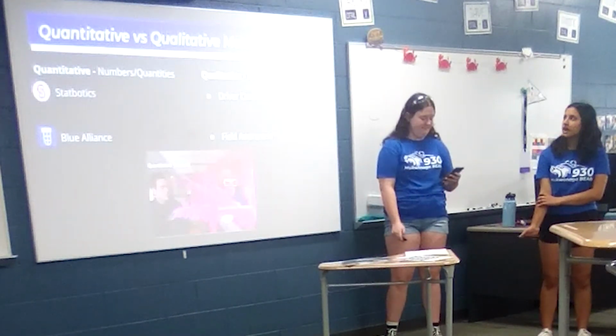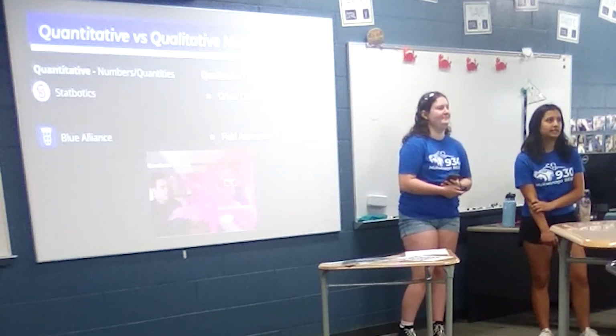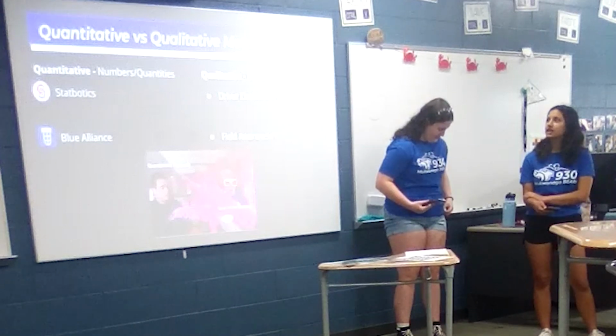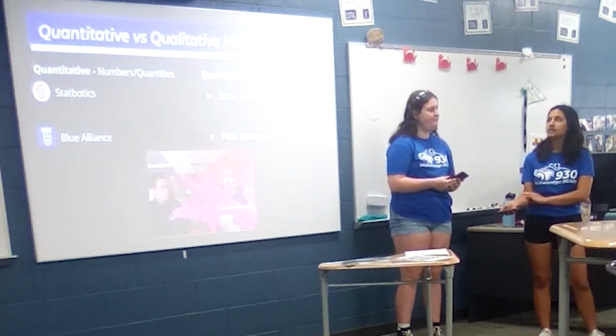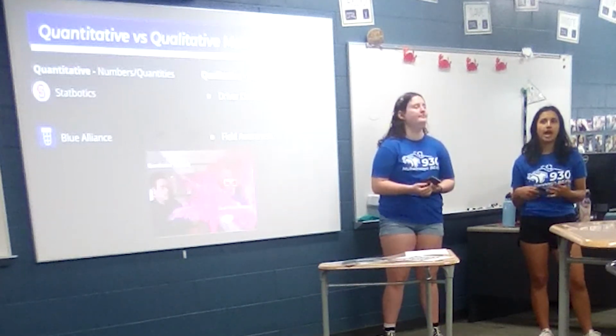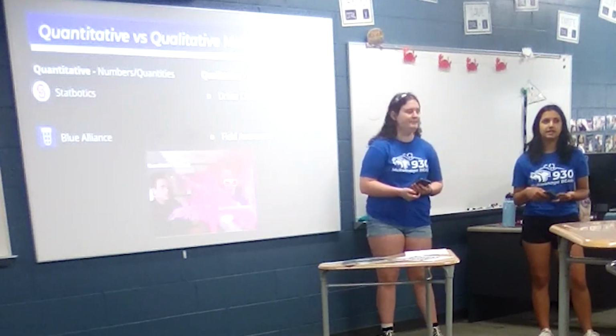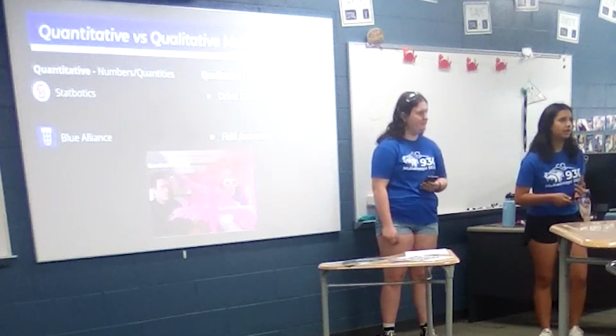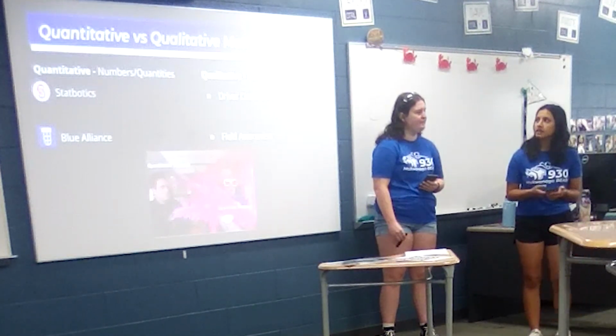Yeah, and for these scouting metrics, there's quantitative and qualitative. So for quantitative, Statbotics and Blue Alliance are great resources. Blue Alliance is great for when you're at a competition and you just want to see what robots are there, what matches are going to be in, what did their alliance score, that kind of thing.